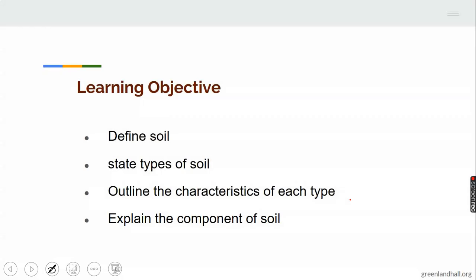Alright, let's quickly look to the objectives of today's topic. Remember, the topic is soil. At the end of the class, you are expected to be able to: 1. Define soil. 2. State types of soil. 3. Outline the characteristics of each type. 4. Explain the components of soil. And if time permits, we'll look into the properties of soil. These are the specific things you are expected to know at the end of this class.